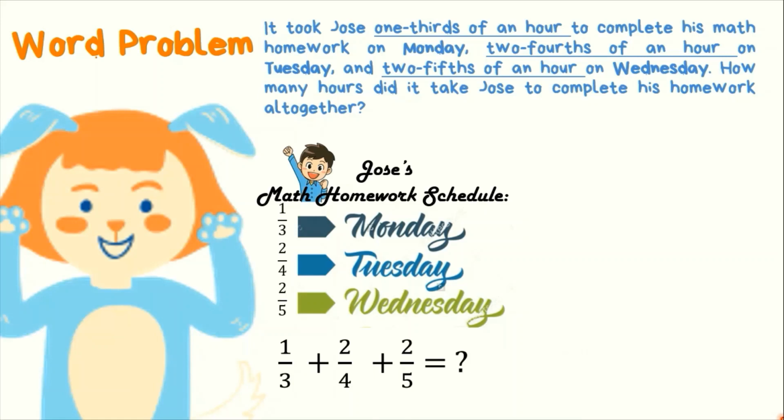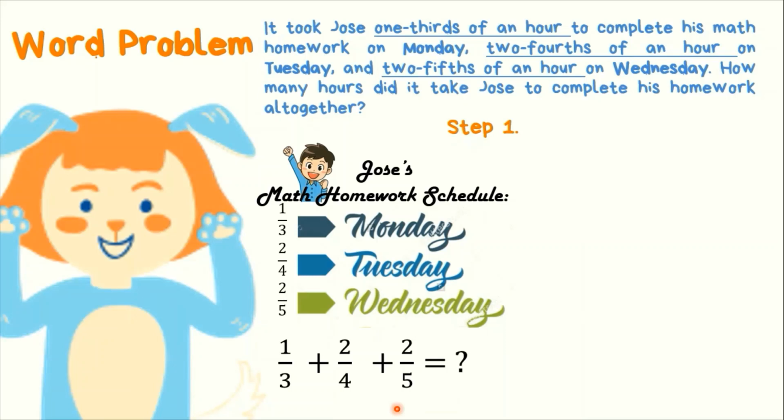That is why we need to add all these fractions together. 1/3 plus 2/4 plus 2/5. Yun ang ating aalamin. Itong tatlong fraction na ito ay may iba't ibang denominators. Therefore, they are dissimilar fractions. At ang ating step lagi para sa mga dissimilar fractions ay to change them into their equivalent fractions na may pare-parehong denominators para maging similar fractions sila.